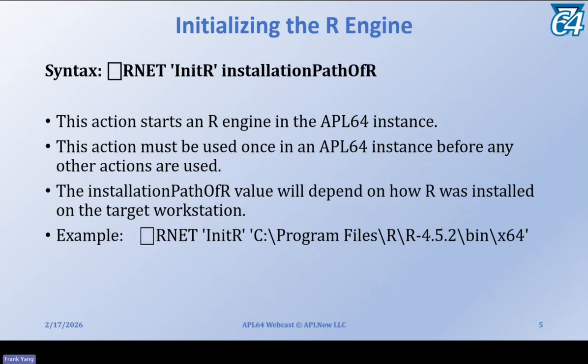To initialize the R engine, we can call the Quad-RNET init R action. The init R action doesn't return any R instance because there's only one instance of the R engine when we're using Quad-RNET in an instance of Apl64, and the R engine is automatically disposed of when the instance ends. This action must be used once in the Apl64 instance before any other Quad-RNET actions are used. The argument to the init R action is the path to the R executable. Here's a typical example.